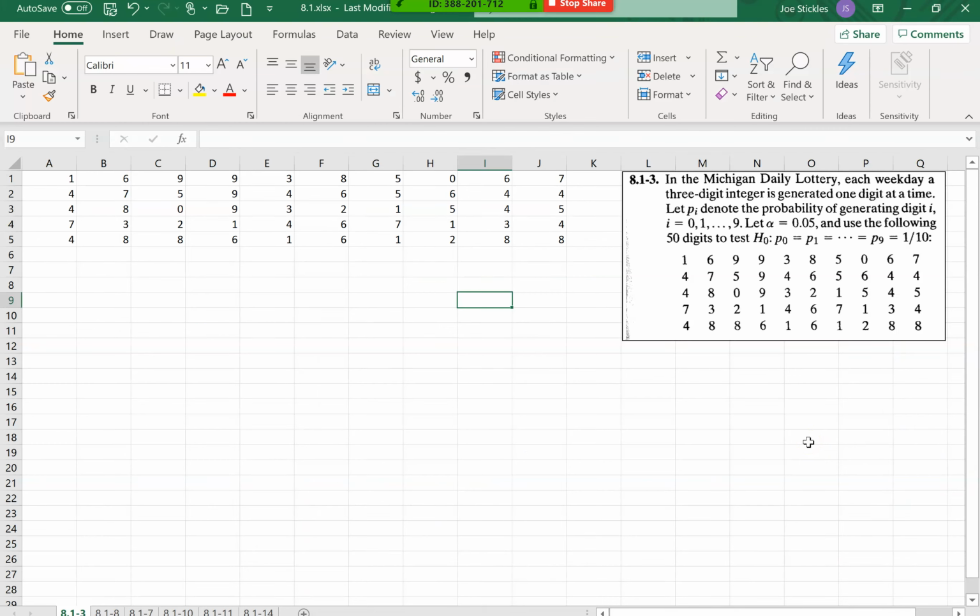All right, so let's look at this problem 8.1-3. It's in your textbook. So they give you 50 digits from the Michigan Daily Lottery.